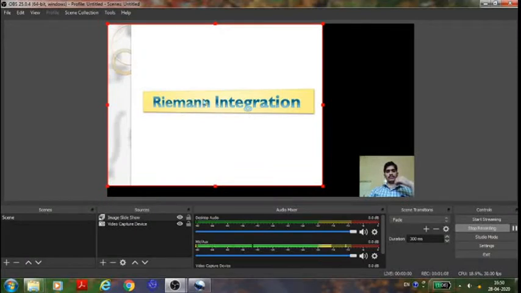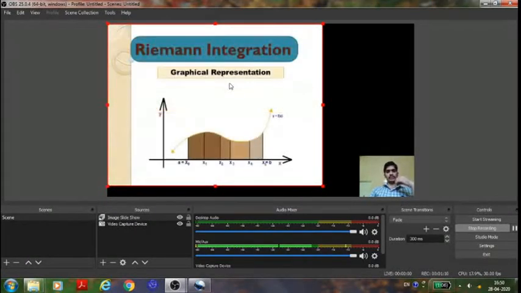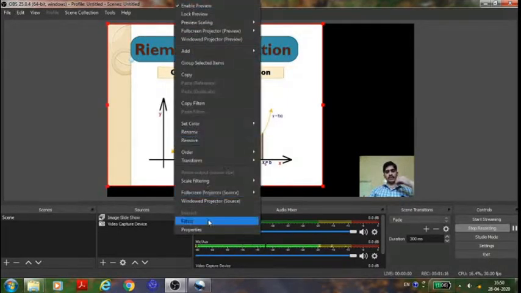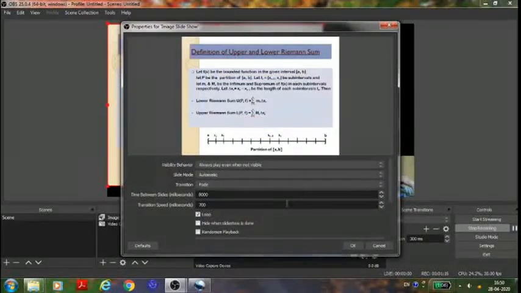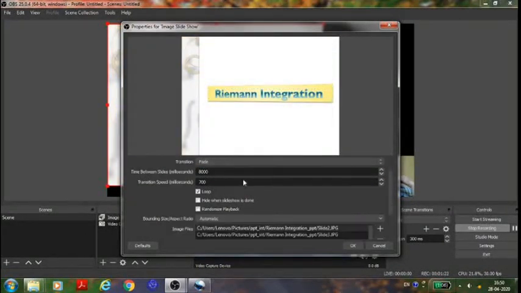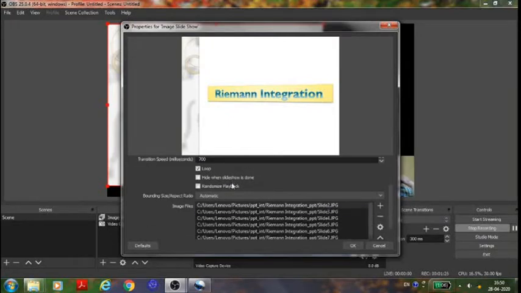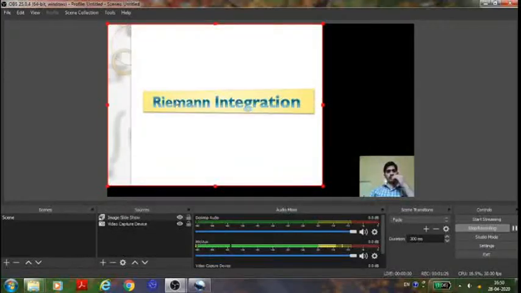You can see that it is moving automatically, so I will change the settings, that is properties, and I will click on manual. Now it will not move on its own. So click on OK.